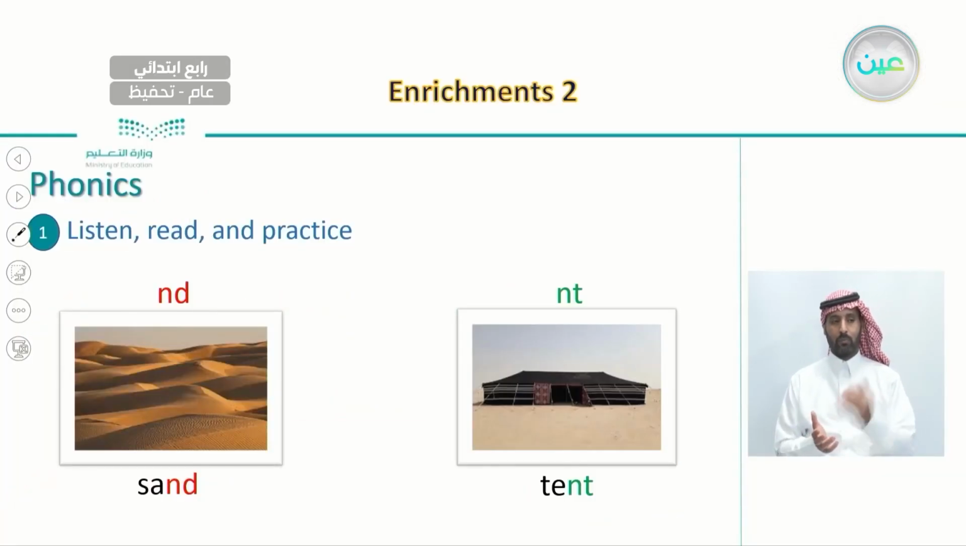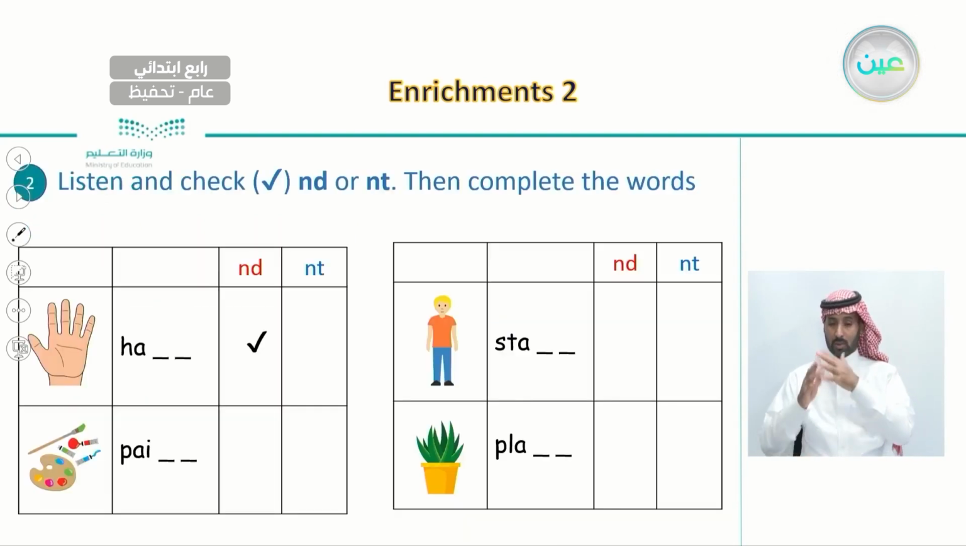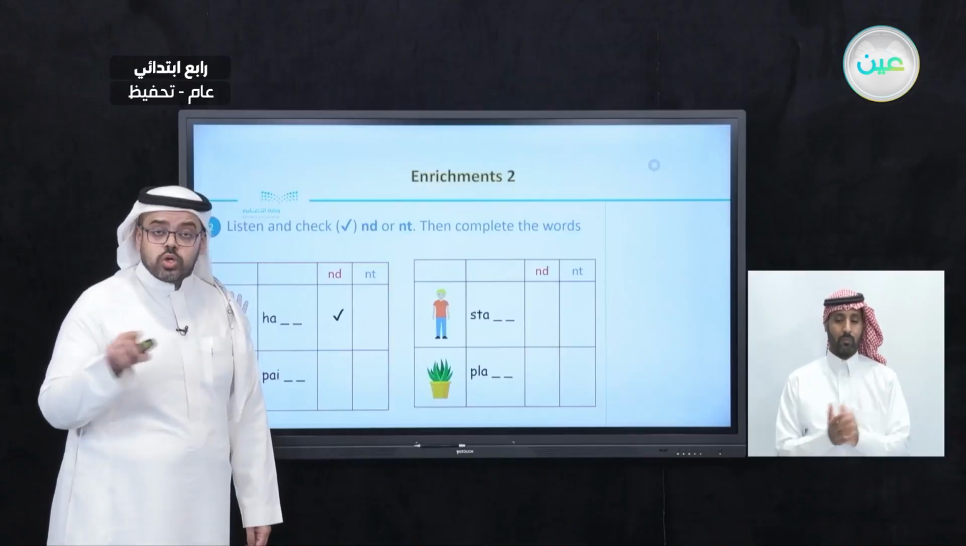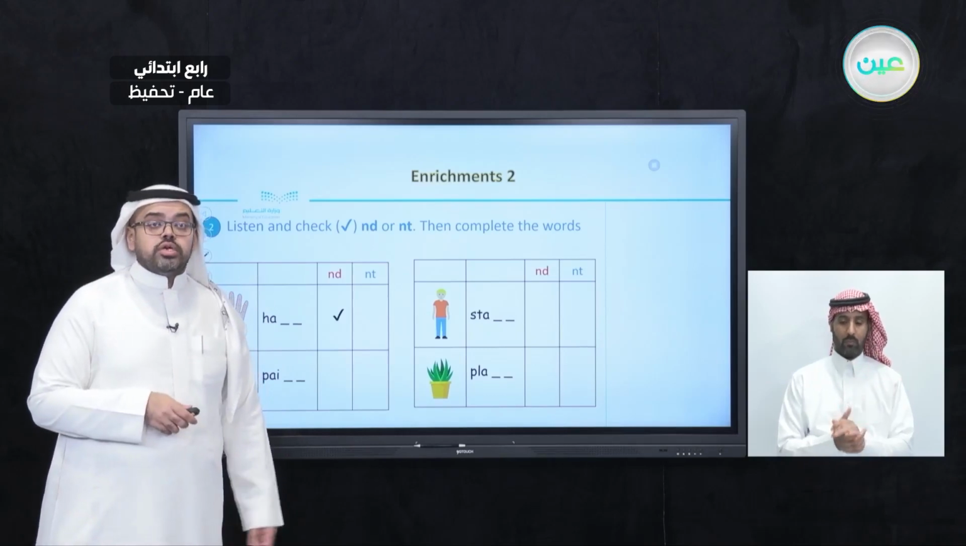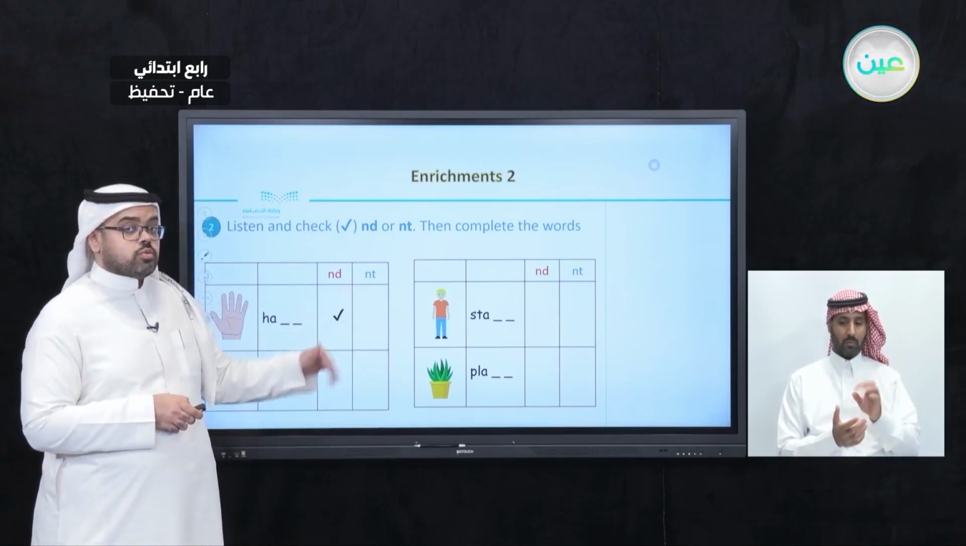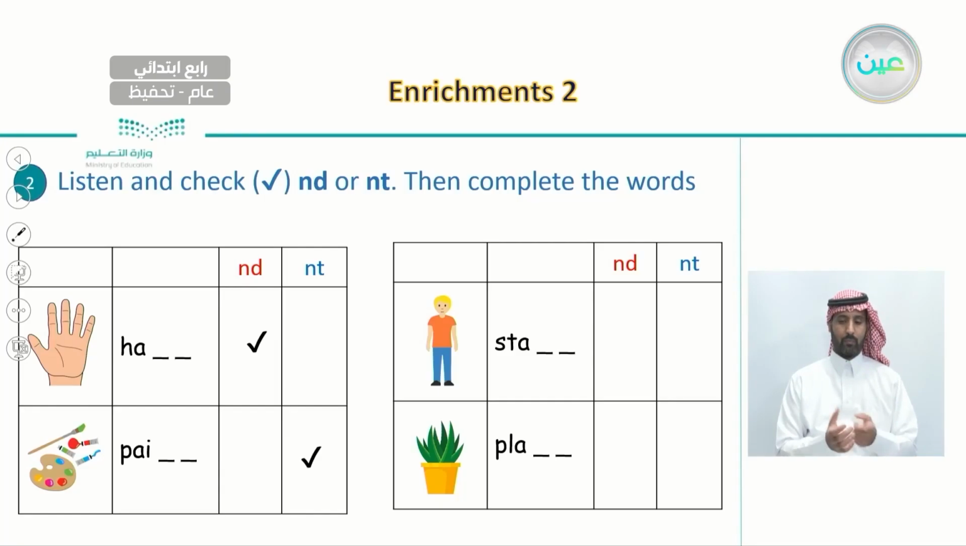After this, with the phonics, we listened to words that have the ND sound and NT sound, like, for example, sand and tent. We also did an exercise where we listen and check ND or NT for four words. Not only this, but we also completed the missing letters. The first word was hand. We listened to hand, put a check mark here, and then wrote the missing letters.